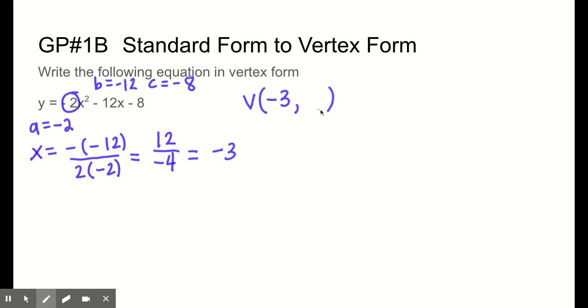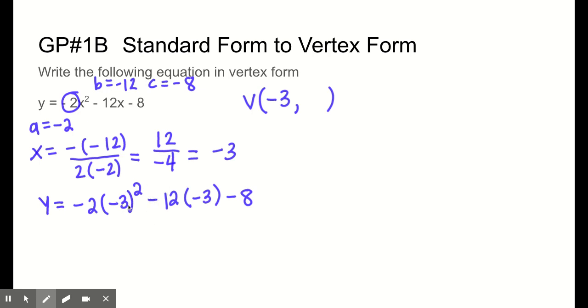To find that y value, we're going to plug negative 3 back into the original equation for x to find the value of y. So y is equal to negative 2 times negative 3 squared minus 12 times negative 3 minus 8.